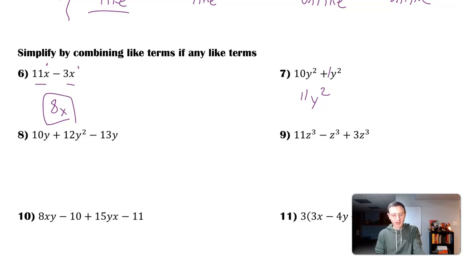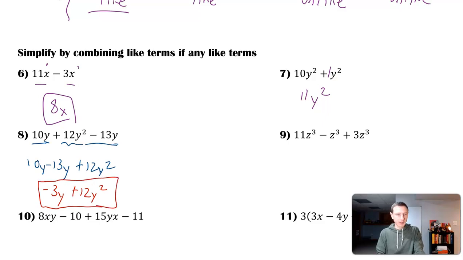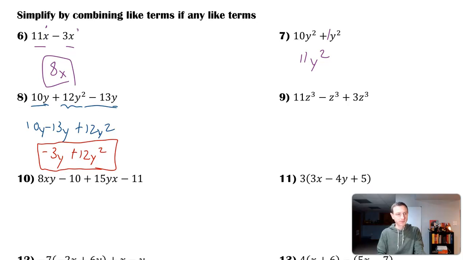So number 8, 10y, 12y squared minus 13y. We have 10y minus 13y. Those are like terms because they're both y to the first. The 12y squared, we don't have any like terms with that because it's y to the second power. So that's not a like term. So I just have to do 10 minus 13, so 10y minus 13y plus 12y squared. 10 minus 13 is negative 3y. And then we have the plus 12y squared, and these are not like terms because they are not the same exponent of y. It's just y to the first and y to the second, so those would not be like terms.